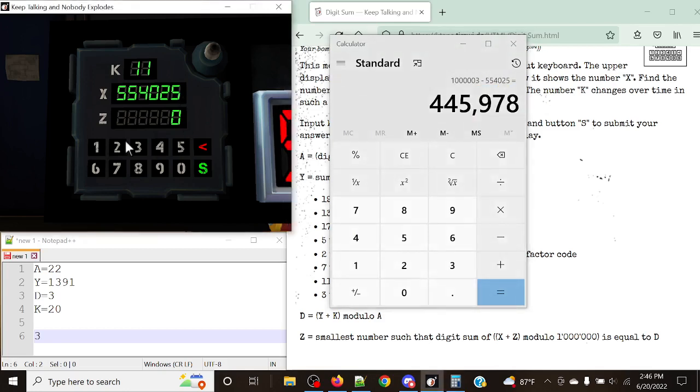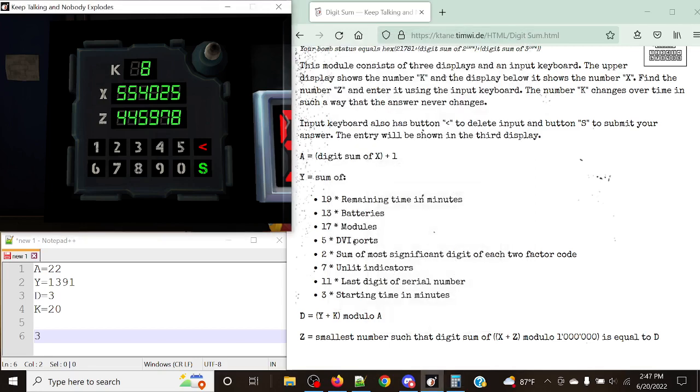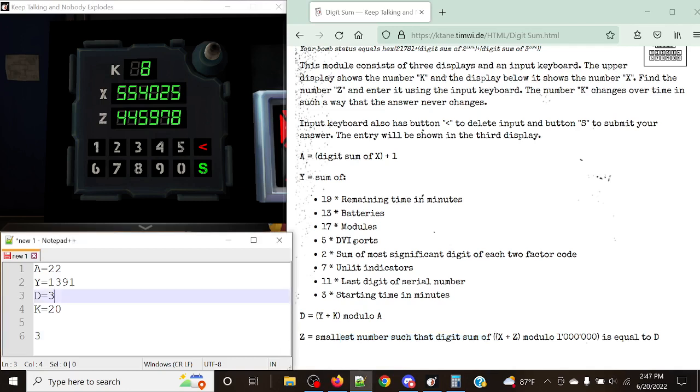And if we were to input this into the module, 445978. Now, if we were to add this together, we would take the 554025 plus the 445978, add this all up, modulo 1 million, and in this case it would give us 3. Exactly what we would expect it to do, and it is the smallest number such that the digit sum of X-ray plus Zulu, modulo a million, is equal to the delta. It's very important. So, hopefully this makes sense.